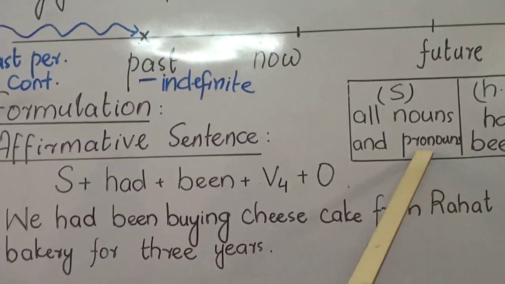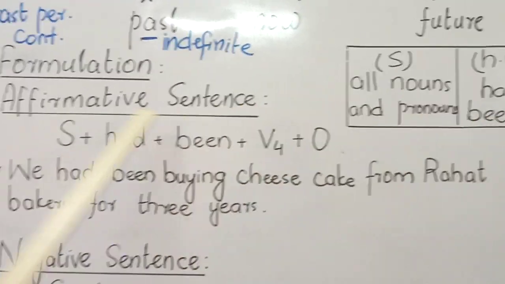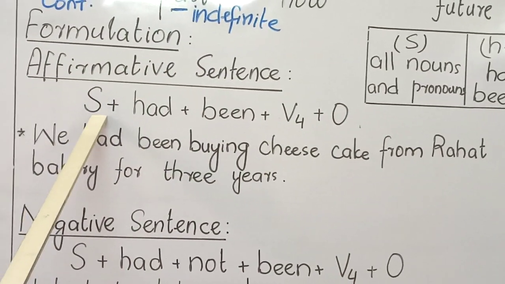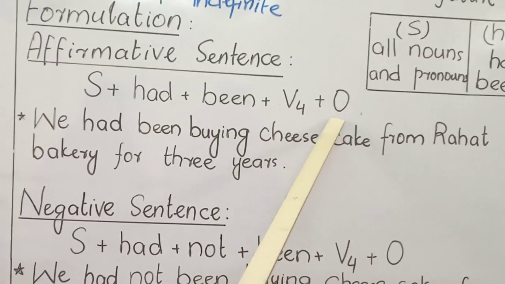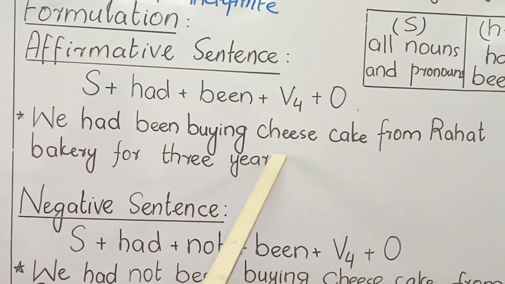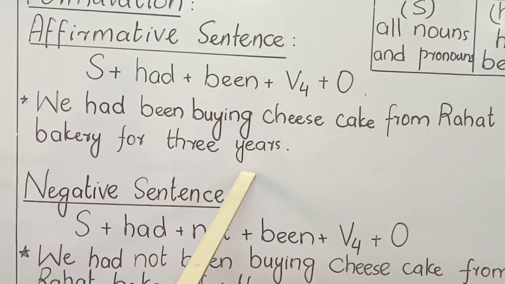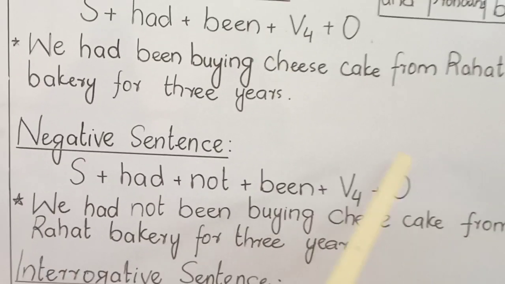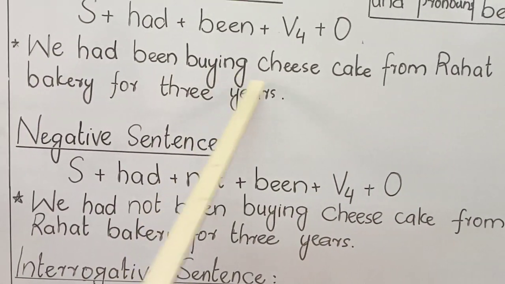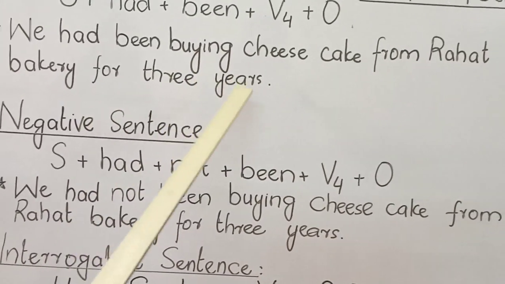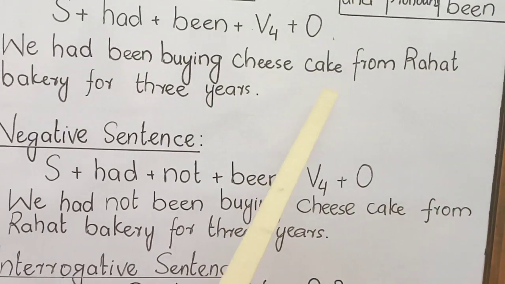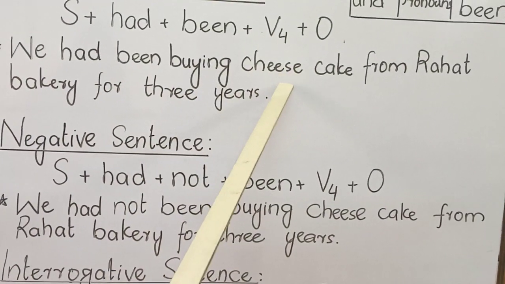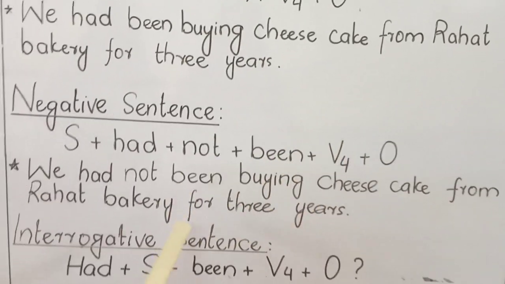Come to the formulation. For all nouns and all pronouns, the helping verb is had been for this tense. For affirmative sentence, we use subject plus had plus been plus V4, or fourth form, or ing form of verb, plus object. For example, we had been buying cheesecake from Rahat Bakery for 3 years. And there would also be another past indefinite tense or past simple tense. Suppose we had been buying cheesecake from Rahat Bakery for 3 years when my mother baked cheesecake at home first time. So this is a past action, but before this past action, there was a continuous past action, that is past perfect continuous tense.